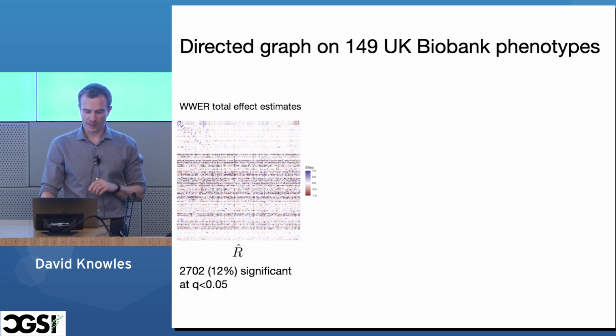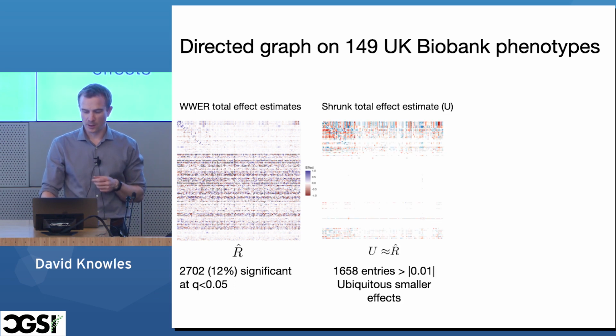So we estimate a total causal effect matrix R between all those pairs of 149 traits, and we find around 12% of pairs that have a significant total causal effect, so it's 2,700 causal effects. And out of our convex optimization approach, we get a shrunk or regularized estimate of R. And you can see these actually look quite different.